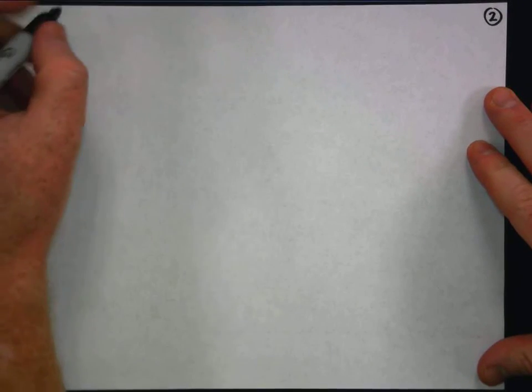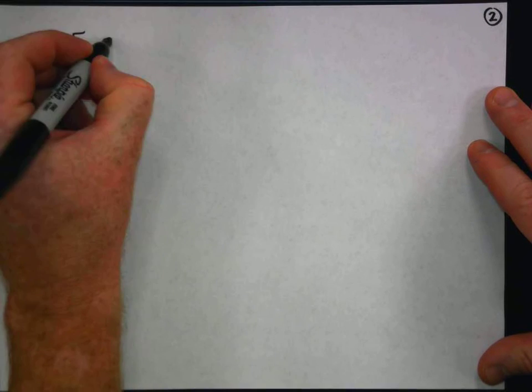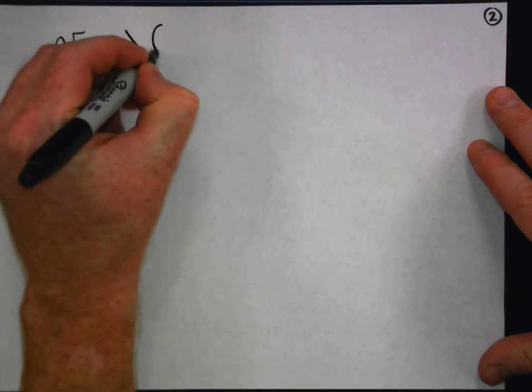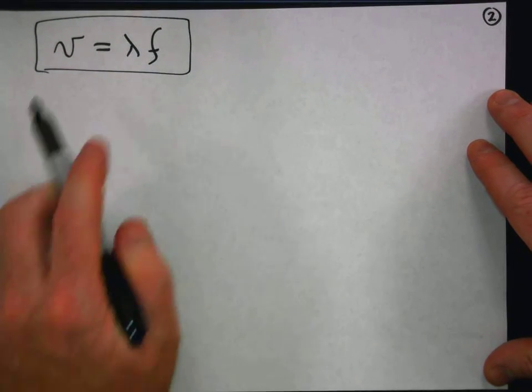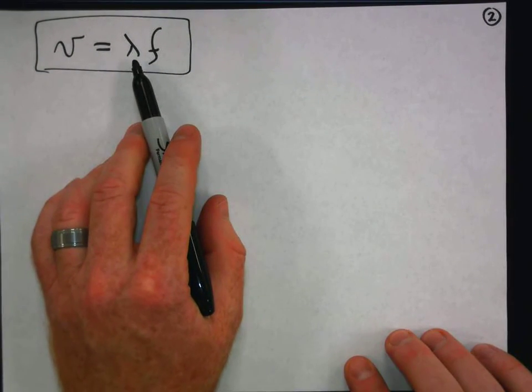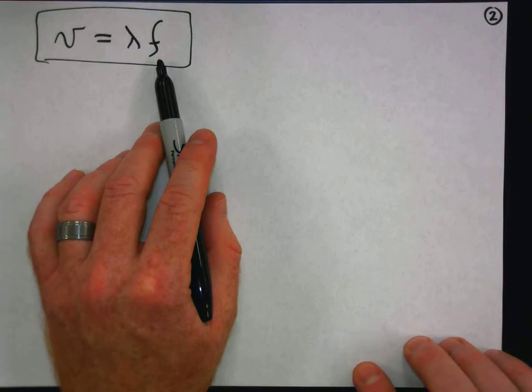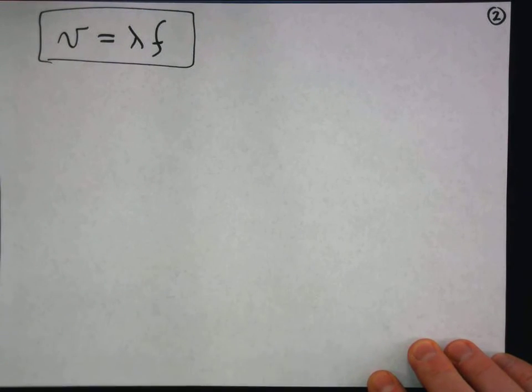You recall a relationship like this. This is going to be super important for us. This relationship for all waves: speed of the wave is equal to the wavelength multiplied by the frequency of that wave. All right, fair enough.